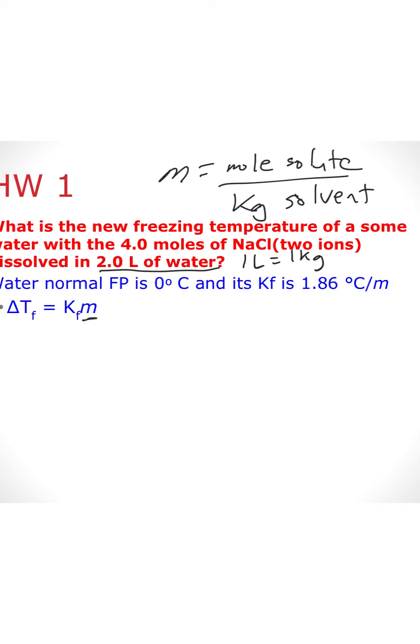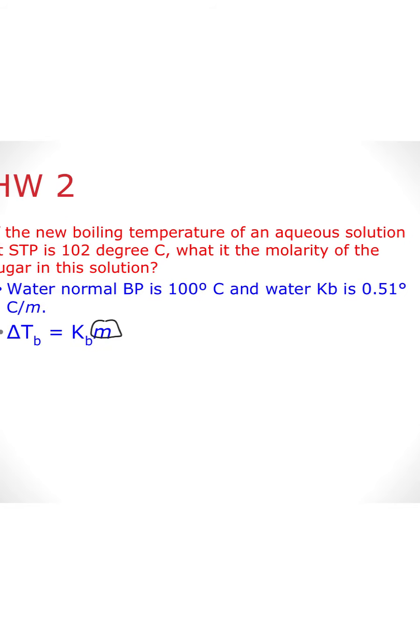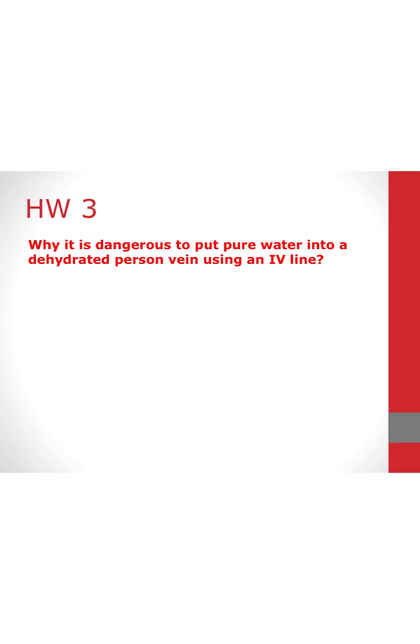Now, once you have the molality, you need to multiply it by 2 because for salt, when you dissolve it, it becomes Na and Cl. Okay. So here, you're trying to find out what is the molality, and you're given Kb already, and you're given the normal boiling temperature of water is 100 degrees, but now it's 102, so you know the temperature change is 2 degrees Celsius. This one is related to osmotic pressure, so read up on osmosis a little bit.